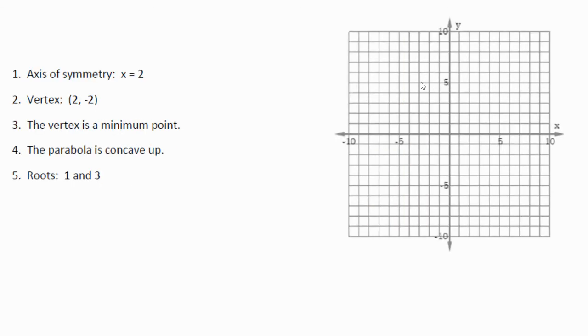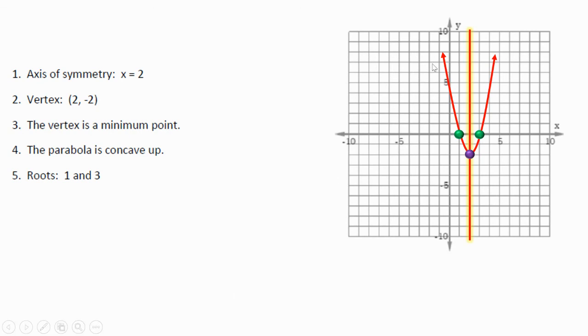And so the first thing you see is my axis of symmetry is x equals 2. And so it's going to be right there. And I know the vertex is at 2, -2. And so that's the point right here. So it's going to be 2, -2. It's on the axis of symmetry. The vertex is a minimum point and it concaves up. That means it's going to be a U shape. It's going to be pointing upward. So let's place our roots on there, 1 and 3. And then we draw our parabola.